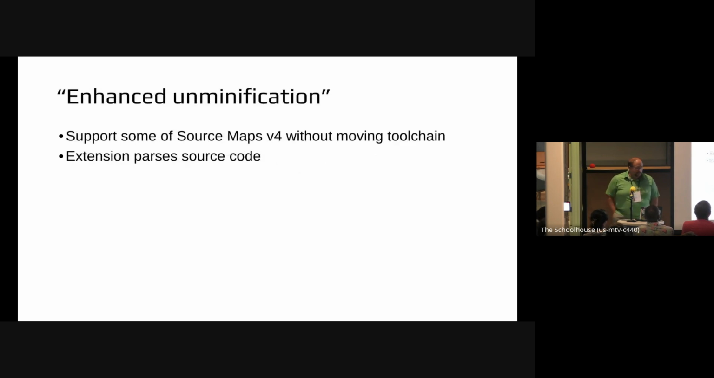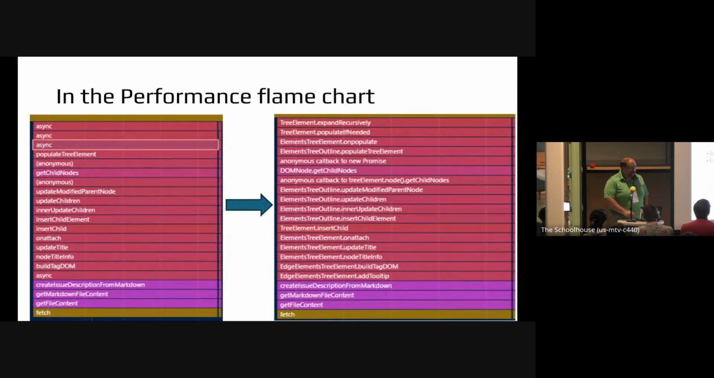And then finally, we're calling this enhanced unminification, but it basically is going to allow language servers to jump in and provide this, even if you don't have source maps version 4 in your product yet. And this is what you get, at least in Edge today, looking at a performance trace. We think that this is far, far more debuggable using these source map extensions. So thank you.